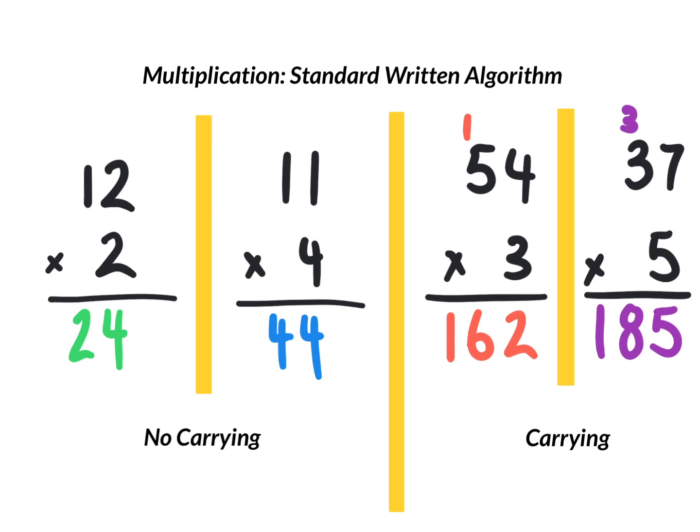In our last example, we have 37 times 5. We start off once again in the ones column. 7 times 5 is 35. We place the 5 down in the ones column and we carry the 3 to the tens column. We then say 3 times 5 is 15 and 3 more is 18. So we have 100, 8 tens and 5 ones. 37 times 5 is 185.